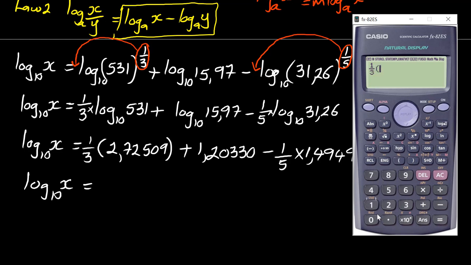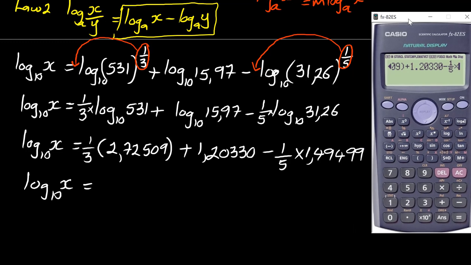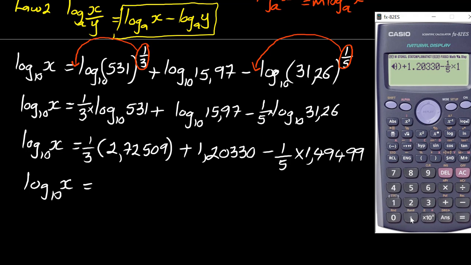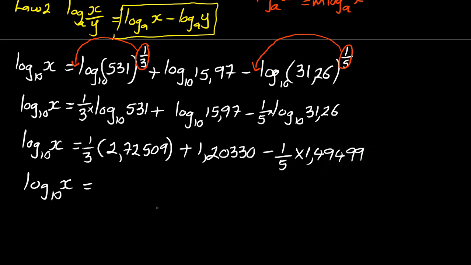You can put a times or you can put a bracket, 2.72509 plus 1.20330, and then minus 1/5. The bracket is the same as the times. Your answer will be the same, which is 1.49499. Now as you can see, I can do that just to get my final answer, which is 1.81267.